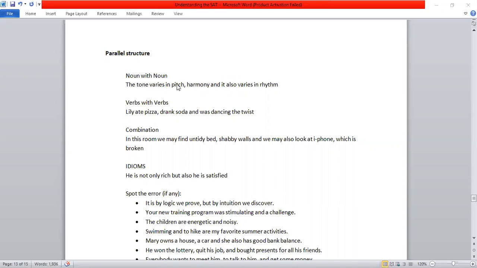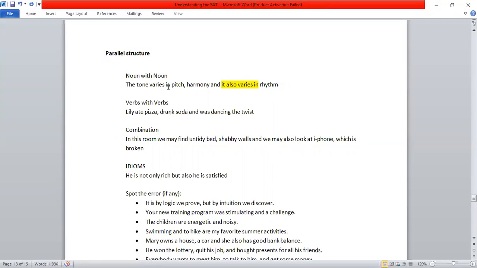Let's look at this sentence now. The tone varies in pitch. The tone varies in what? Pitch, harmony. These two things are going back to tone. And it also varies in rhythm. Now, grammatically, if I look at it, I'll be like, okay, it's fine. It varies in this and it varies in this. We can probably put a comma over here before the and and then it'll be fine, right? Because then this will be a different sentence. This could be another sentence. But that sentence will not be as concise as if I just remove this part, if I say this is not required.